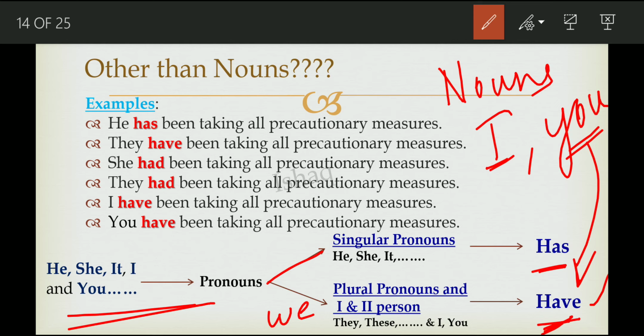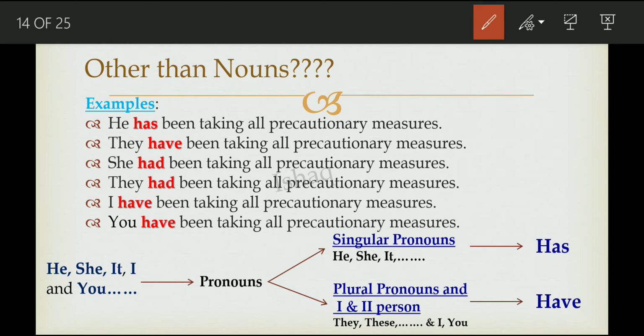Clear? So just remember this very important point. I'll repeat it for you. If there are singular pronouns, we use has, like he, she, it. And if it is a plural pronoun, or first person or second person, we use have. For plural pronouns, the examples we said are we, they, these, and I, you, the first person, second person. For all these we use have. So hope you are clear till here.